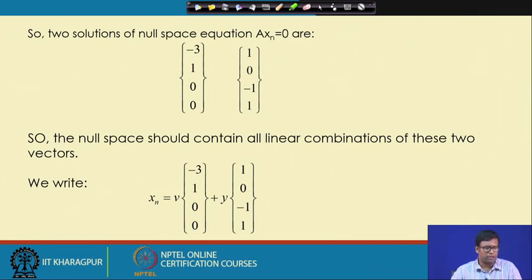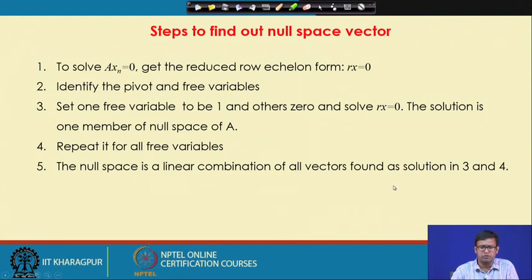So, if we summarize the steps through which we find the null space, we have to solve A x n is equal to 0, and we get the reduced row echelon form R x is equal to 0. Identify the pivot and free variables, set one free variable to be 1 and the others 0, and solve R x is equal to 0. When you have identified the free variables and set their values, I have exactly as many unknowns as the number of pivots, and each pivot implies one particular equation. So, number of equations is equal to number of unknowns, and I can directly solve it.